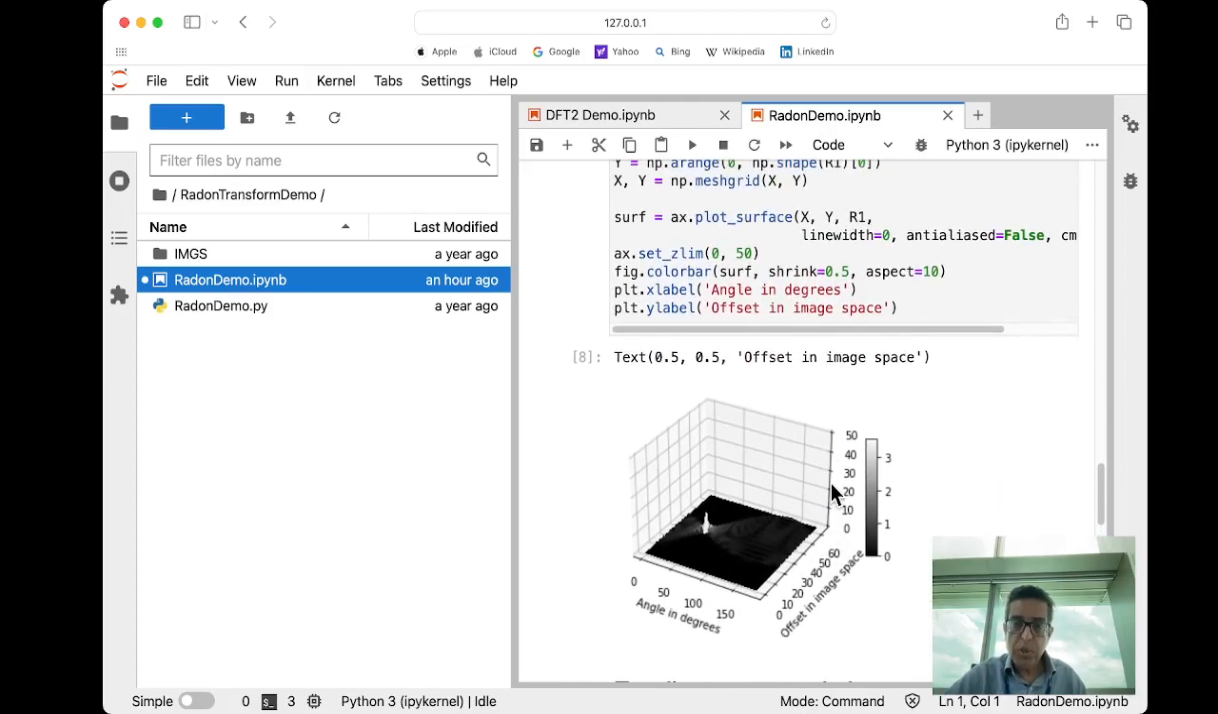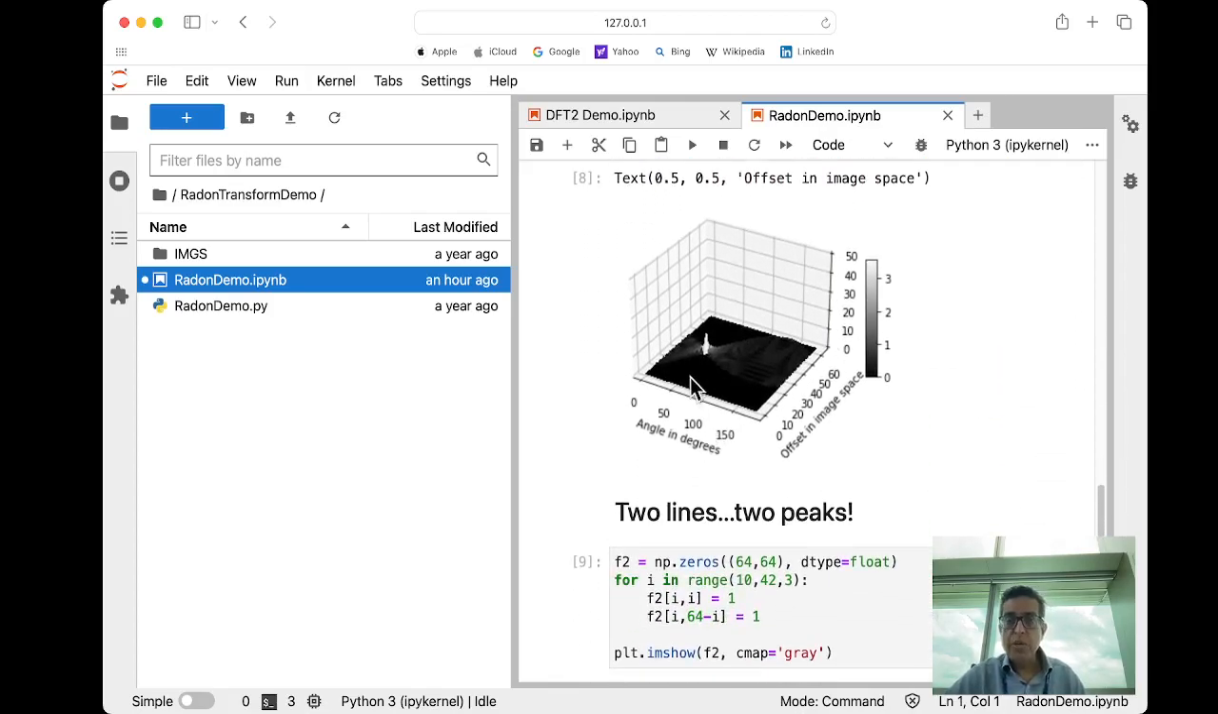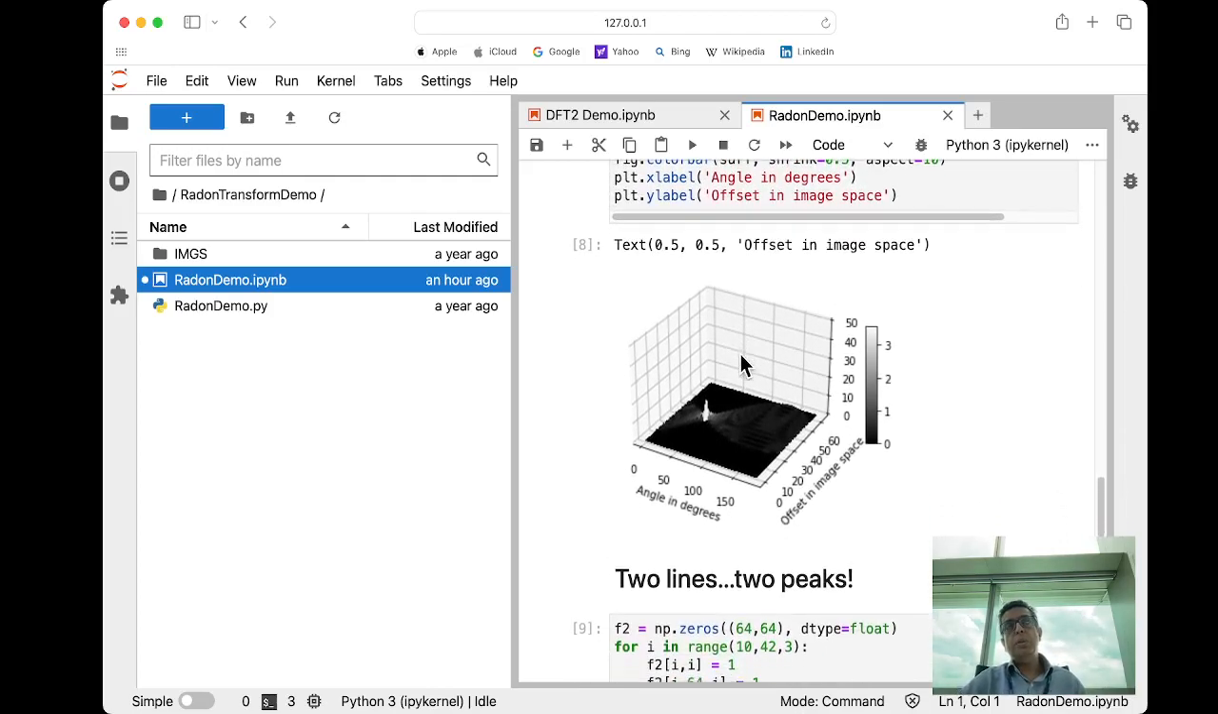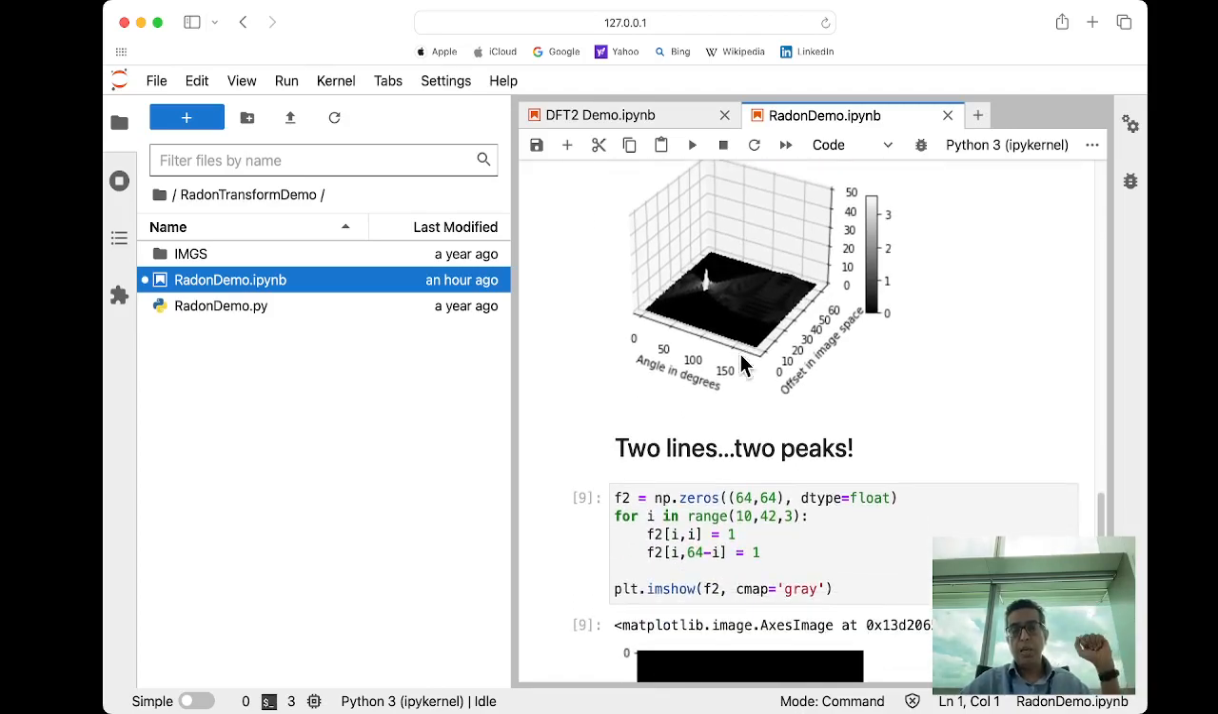So to see it's a peak, you can do a little surface plot of it. And there you can see it's not just a peak, it's a really sharp peak. And so it's very sensitive. This technique is very sensitive for detecting straight lines.